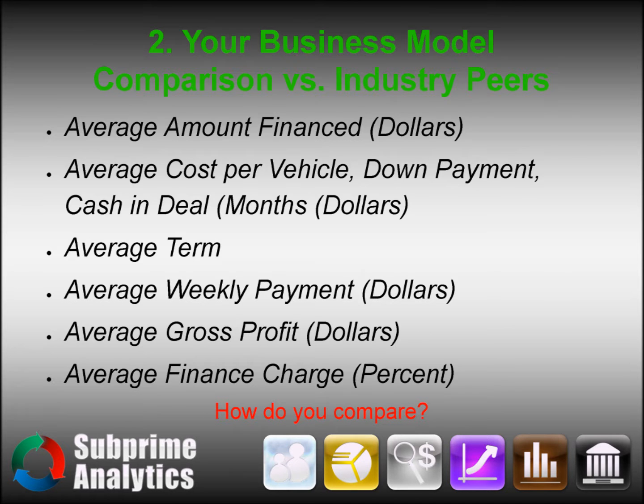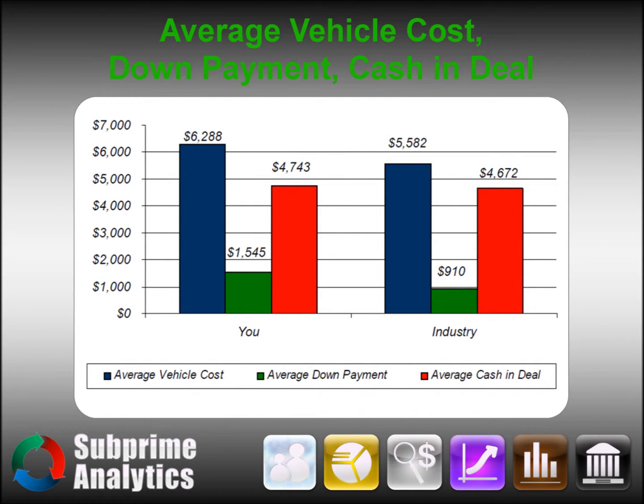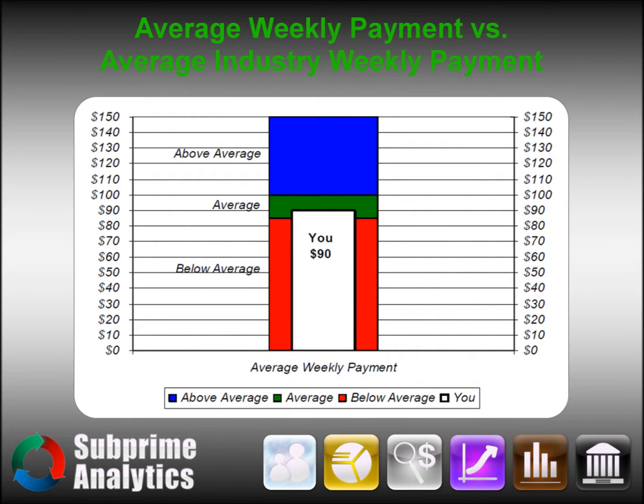In the first graph, we're looking at average vehicle cost and down payment, which when we subtract those two, you arrive at cash and deal. Cash and deal is important because it determines the risk you're taking in your business. How do you compare with your industry peers? Is your model competitive? Are you earning enough profit? We also look at your average weekly payment versus the average of weekly payments in the industry. Are you getting large enough customer repayments? How do your repayments compare with your competition? Are you leaving money on the table?